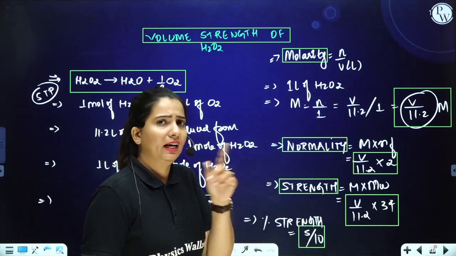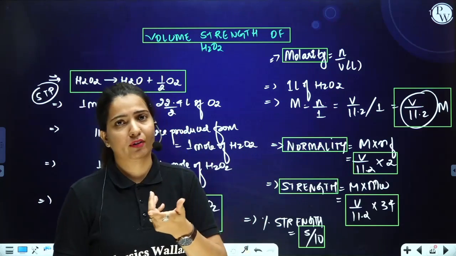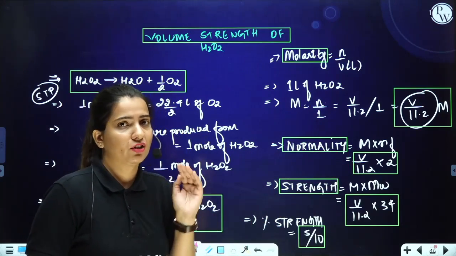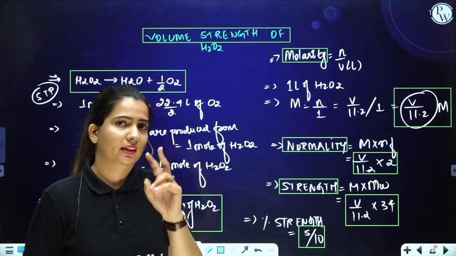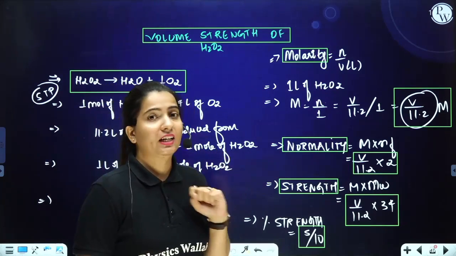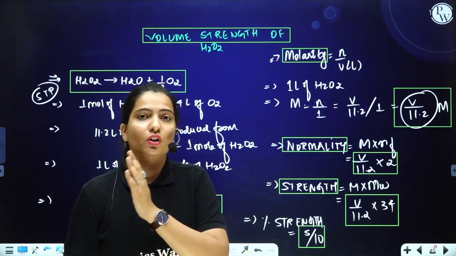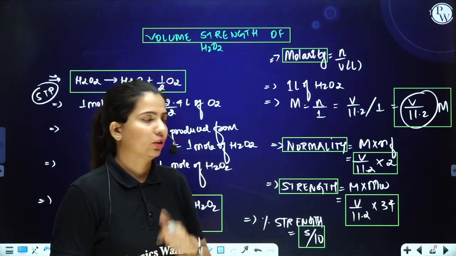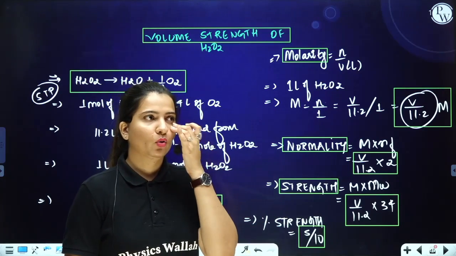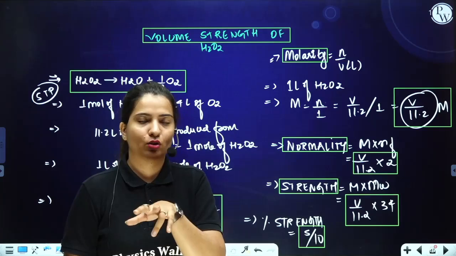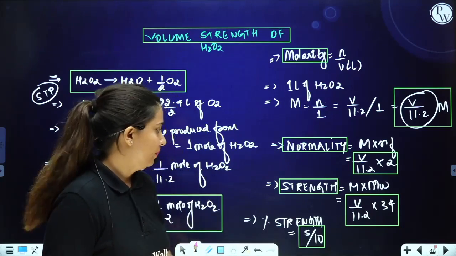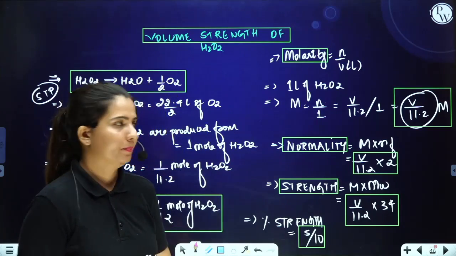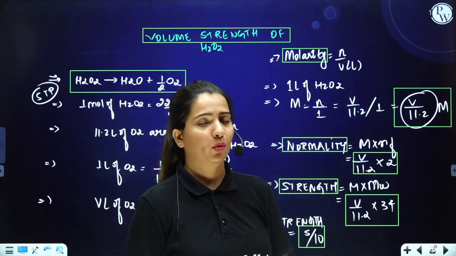Normality is what? Molarity into n factor. N factor, I have told you, you have to take only either the oxidation n factor or the reduction n factor. We are taking it as 2. Strength is considered as molarity into molecular weight. So molarity over here is given to you. Molecular weight you can calculate as 34. O2 is 32 and then take 2 for H2, 34. Now percentage strength is S by 10. This is something very important.